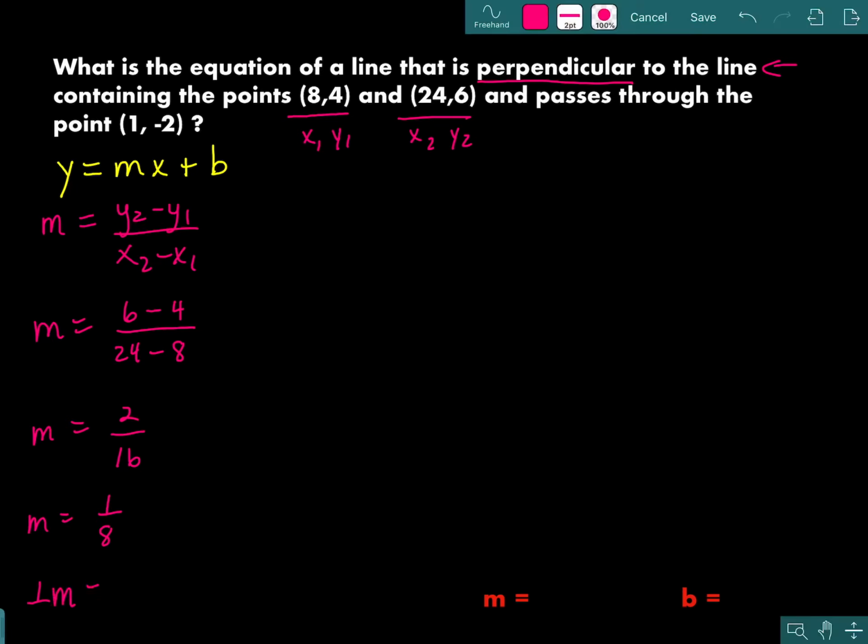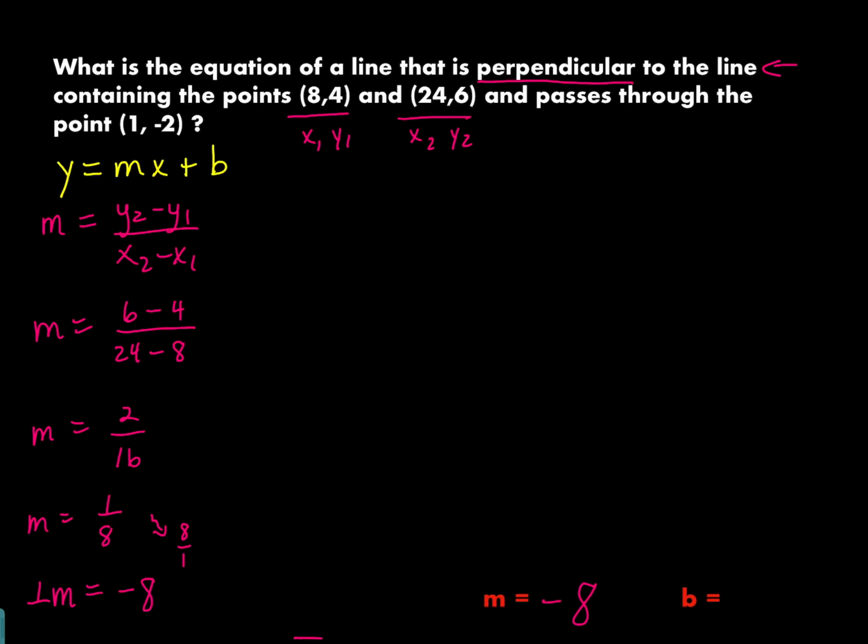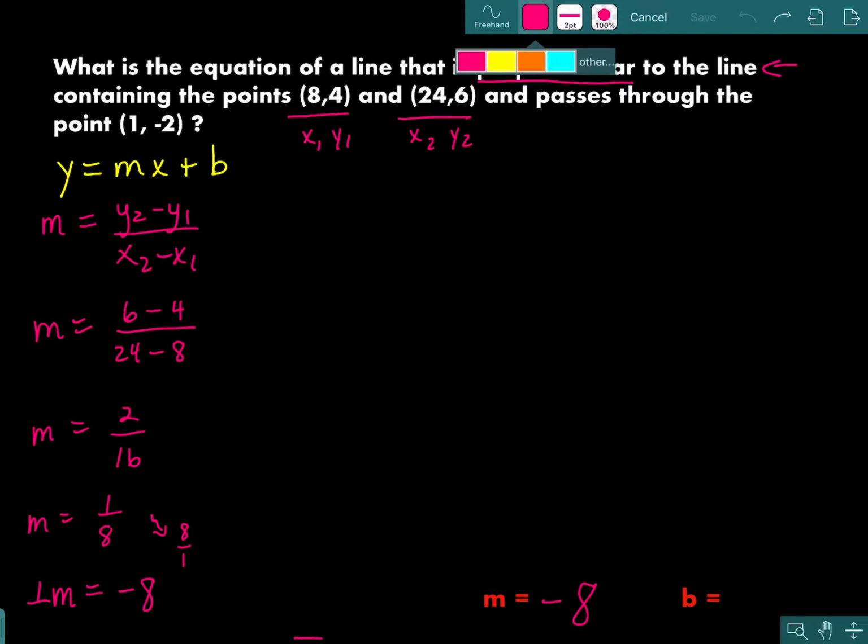Now our perpendicular slope is going to be a slope that is flipped and multiplied by -1. So when we flip this, we get 8 over 1, or just 8, and then when we multiply by -1, we get -8. So our new slope is -8. Now we need to find the y-intercept.